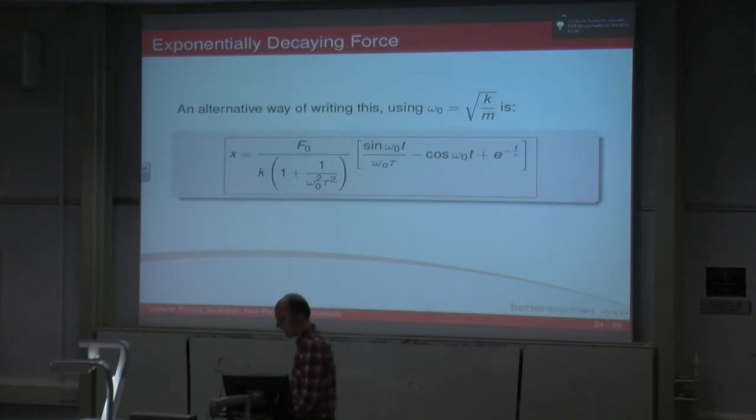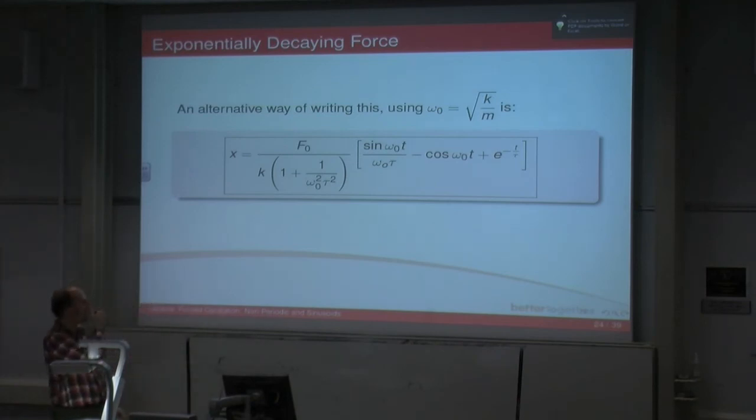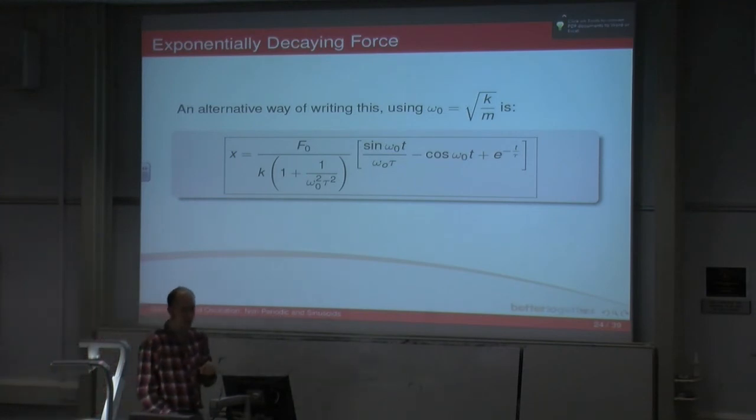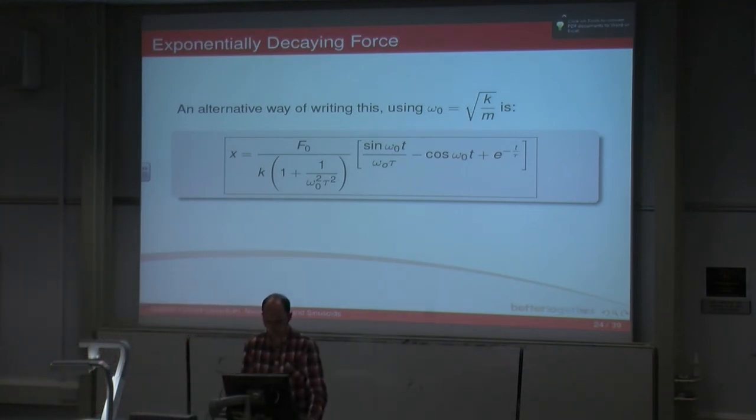You can make a simplification if you wanted to. This is just in the notes. If you know that omega naught is root k upon m, then you can make the substitution in terms of omega naught squared and omega naught instead.